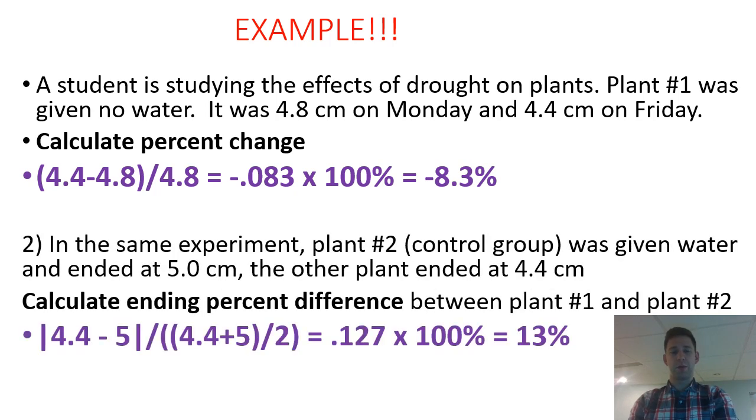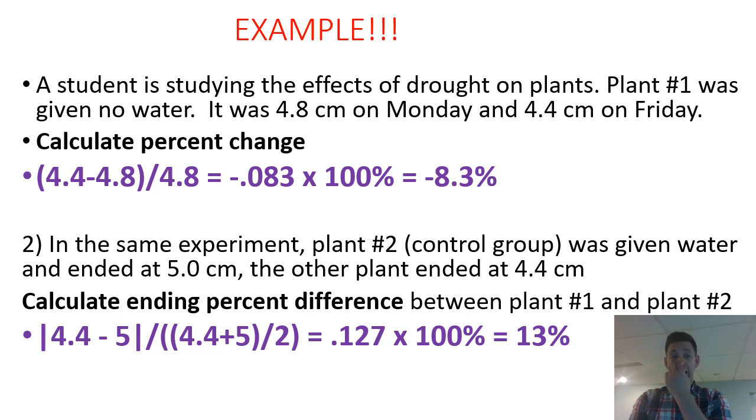For the other experiment, and I'm sorry guys, I did not mention on the previous slide that for percent difference, the numerator is absolute value. What that means is that we're always going to have a positive number. Percent change can be negative, but percent difference is always going to be positive. So you put that equation in absolute value bars.